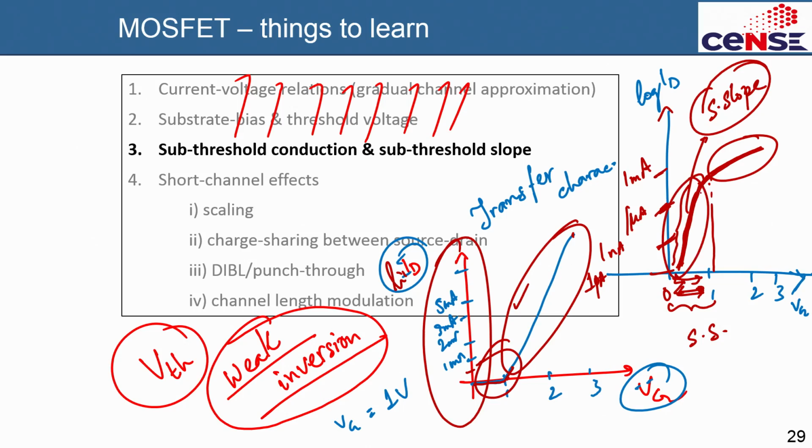This is subthreshold conduction, this is subthreshold slope. If your slope is bad, suppose you have to go from here to there very slowly, this is a very bad slope, a less steep slope, right. So it will go like this. That means to go from picoamps to milliamps, you have to drop like 3 volts. Over here you are dropping only 1 volt. So you see here you have to drop 3 volts.